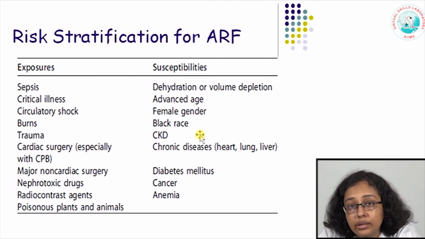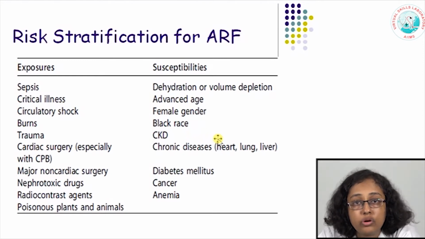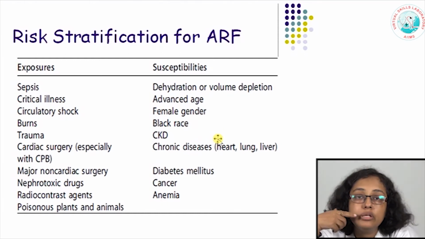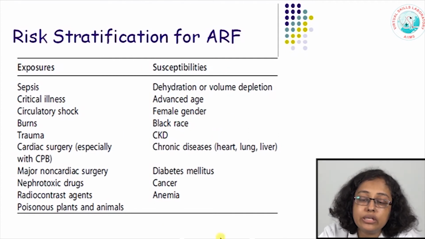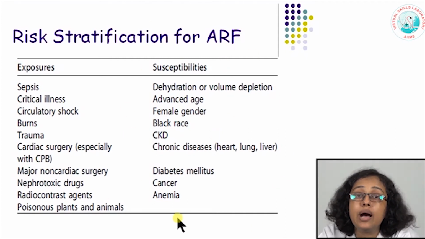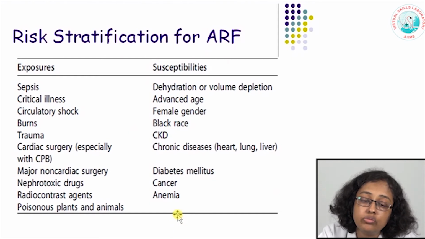So a patient who has heart disease or a chronic liver disease, if he is given a nephrotoxic antibiotic or a painkiller, he is more susceptible. Diabetes. Now, diabetes is the commonest cause of chronic kidney disease. So, a diabetic patient is also at an increased risk of an acute insult, malignancies, and even patients treated for malignancies with chemotherapy or radiation therapy, anemic patients. So, if a patient has any of these susceptibilities, he has a higher risk of developing acute renal failure with these exposures.